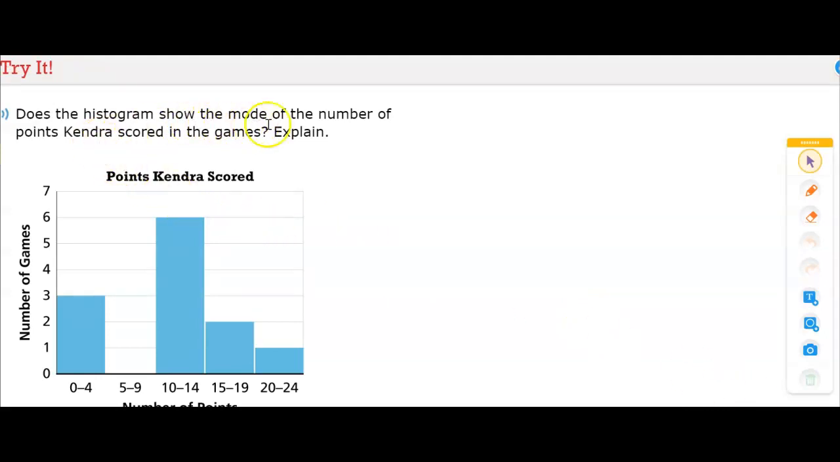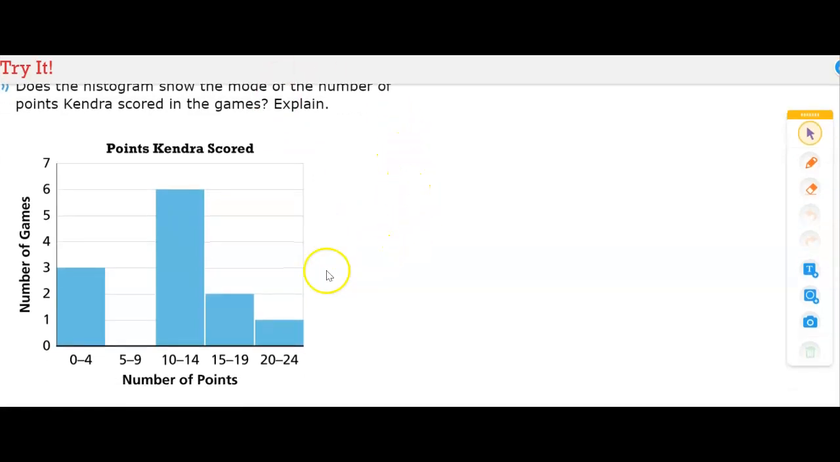Does the histogram show the mode of the number of points Kendra scored in the games? Let's see. That would have to be a no, because on the histogram there are intervals. Remember from the previous lesson that mode is the value that appears most often. Well, we don't know the exact value within these intervals that appeared more than once. We just know she scored within that interval or range of numbers. So there is no way for us to know the mode unless we know each individual point total that she scored.